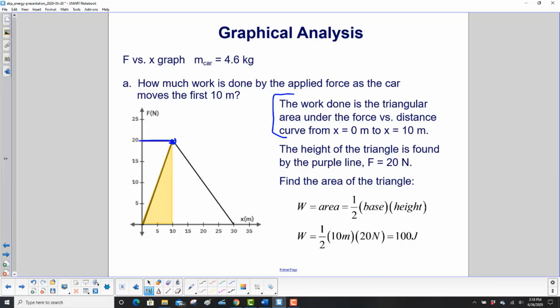Now I want to find the area. The work is equal to the area of the triangle, which is 1/2 times base times height. And we have work is 1/2 times 10 meters. That's how far we've gone, 10 meters. And the height is 20 newtons, which is a newton meter. And what's a newton meter? A joule. So what do we have here? 100 joules is the net work done from 0 to 10 meters.